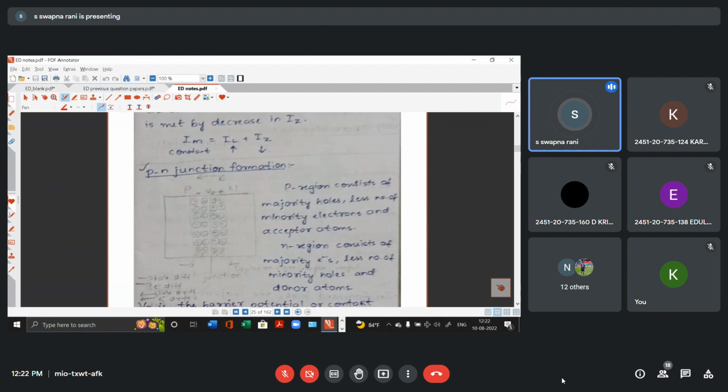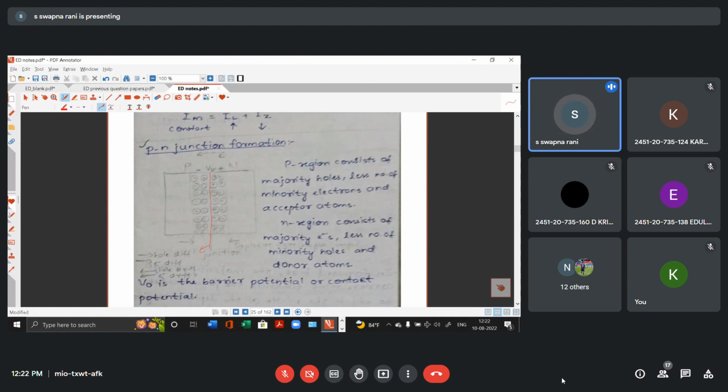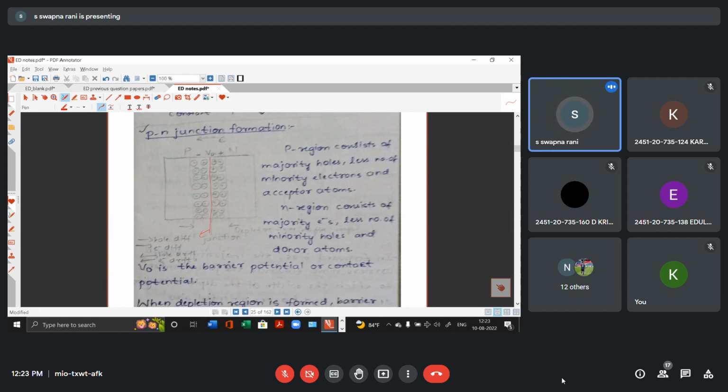So PN junction, briefly I'll explain, not in depth. When a P-type material is joined with an N-type material, the contact surface is called the junction. How is a PN junction formed? A P-type material and an N-type semiconductor material, when they are brought in contact, that contact surface is called the junction. If it is not clear, then I'll try to draw on the blank PDF. Please let me know if you feel inconvenienced in any aspect of this presentation.